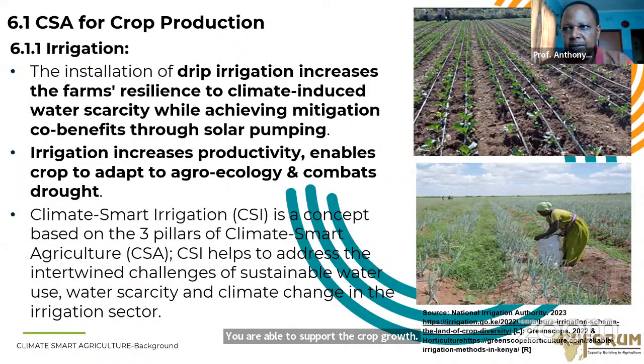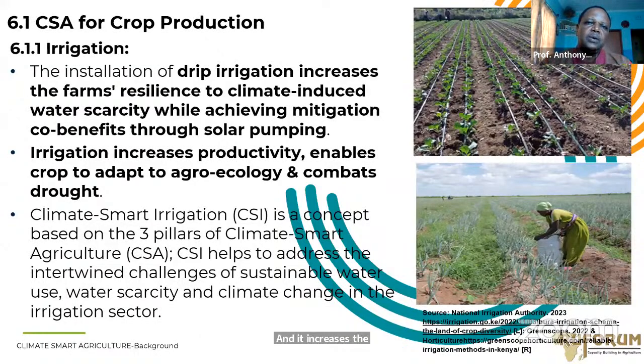So irrigation helps in increasing productivity, as we mentioned. It helps the farmer to remain resilient and able to adapt to drought situations. And it increases the biomass production, which is a method of absorbing the carbon dioxide, which in other terms we call sequestering, and therefore it reduces the amounts of carbon dioxide in the atmosphere.